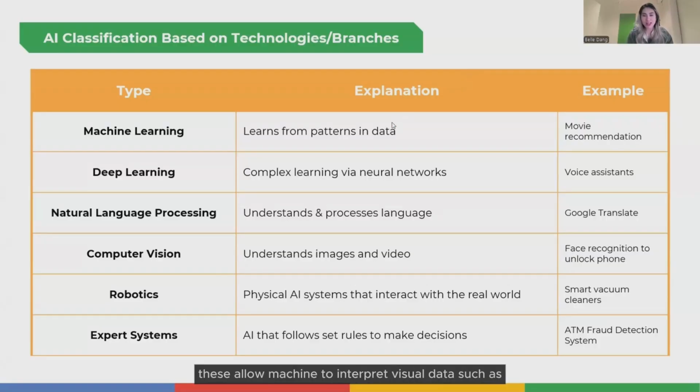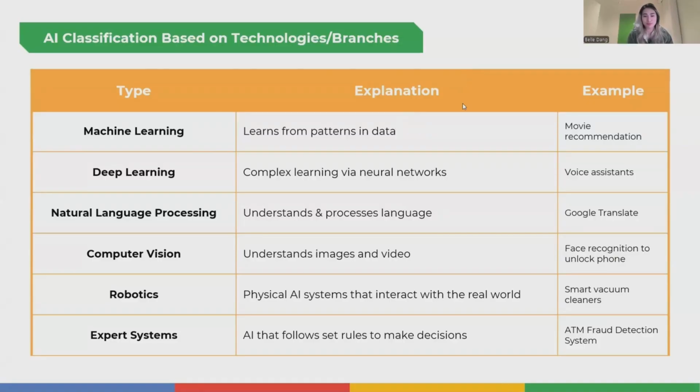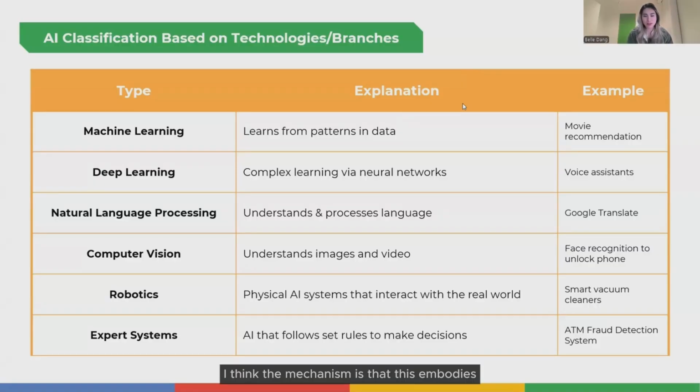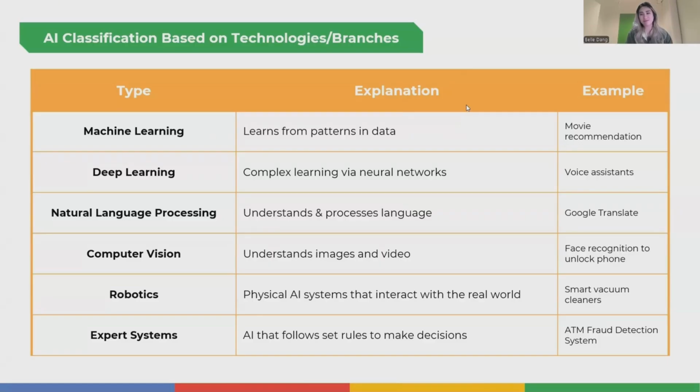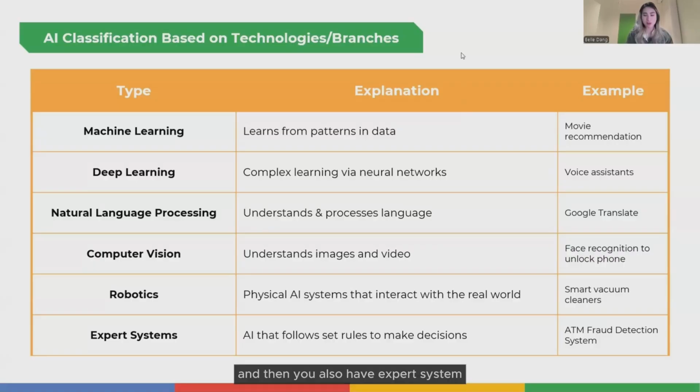Computer vision allows machines to interpret visual data, such as images, like facial recognition for unlocking your phone. Robotics: I think the mechanism is that it embodies a physical function, but it can have an AI system underneath that enables it to interact with the real world. It will be more like the defined rules of how the robot should act. And then you also have expert systems, which operate based on predefined rules to make decisions, such as detecting ATM fraud.